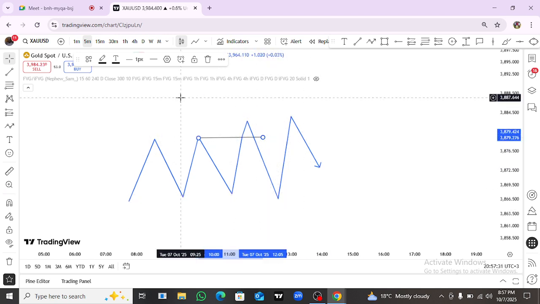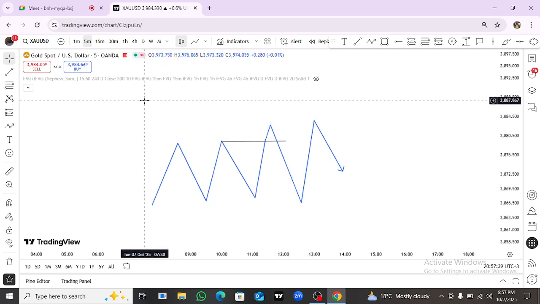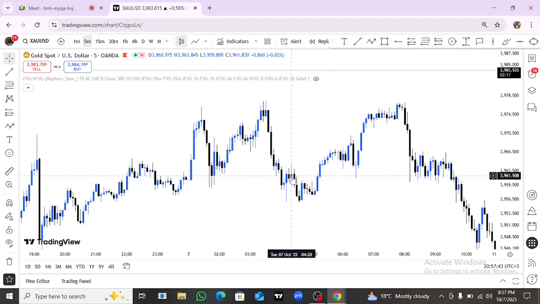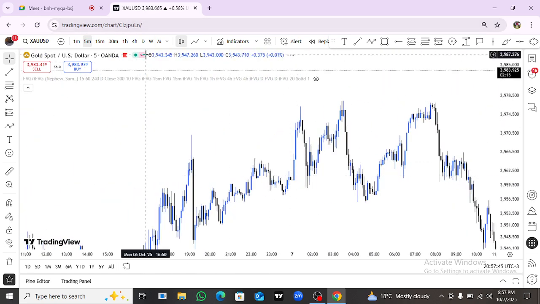So that's why it is very important for you as a trader to be able to study the concepts of all high and all low. So let's look at the charts and look at examples of all high and all low.